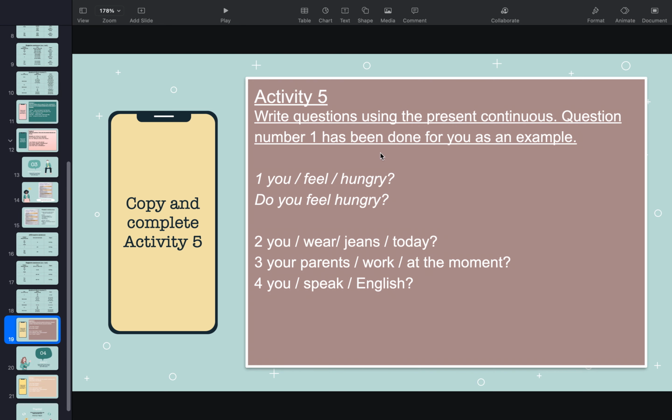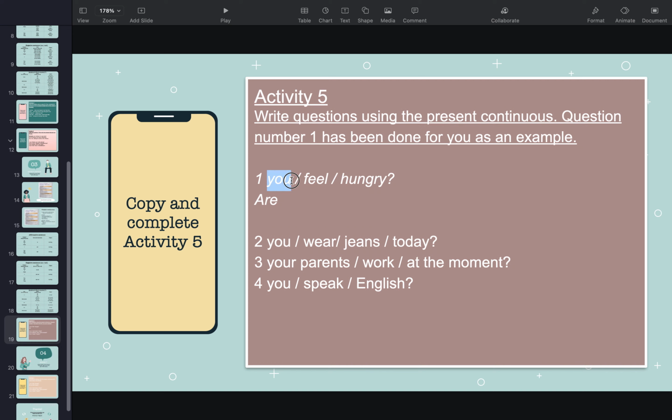Now, activity 5. Look at page 12 in your textbook. Tengok buku teks kamu, activity 5. Write questions using the present continuous. Tulis soalan berdasarkan present continuous. Okay, you feel hungry. Question number 1, you feel hungry. So, present continuous, nampak tak?